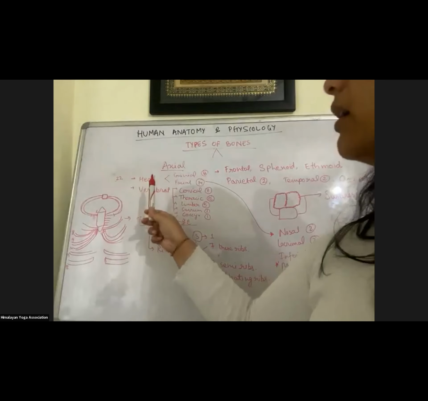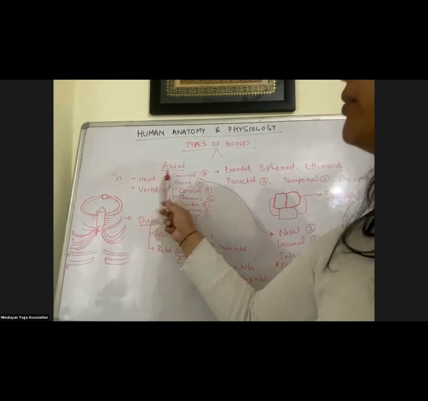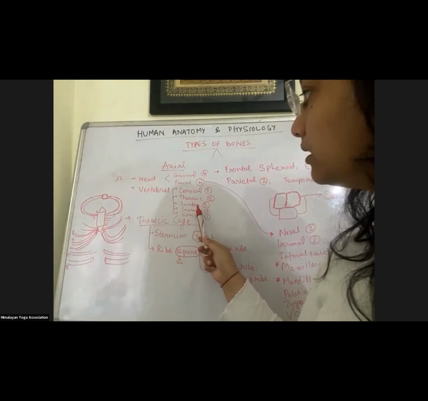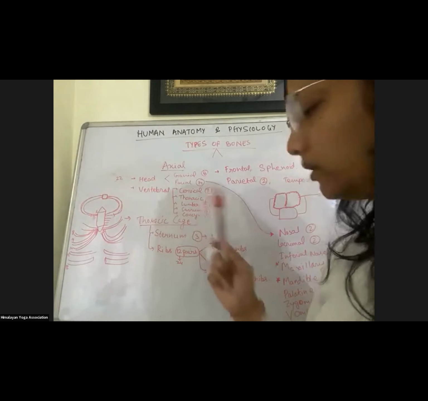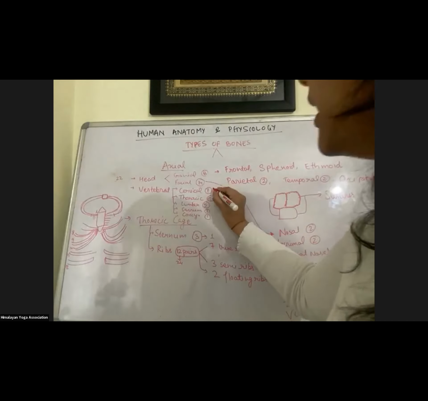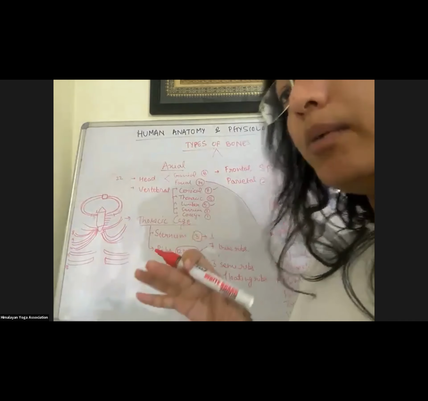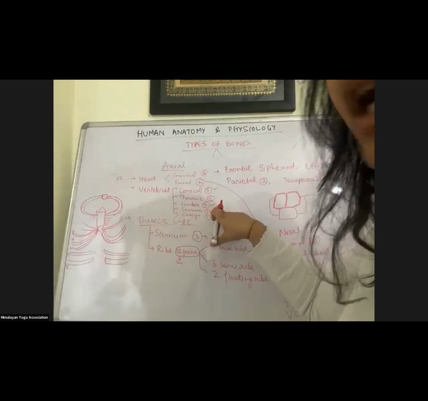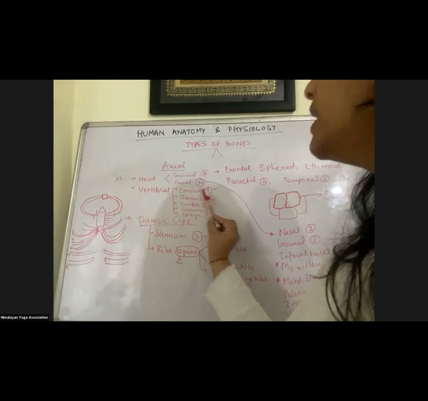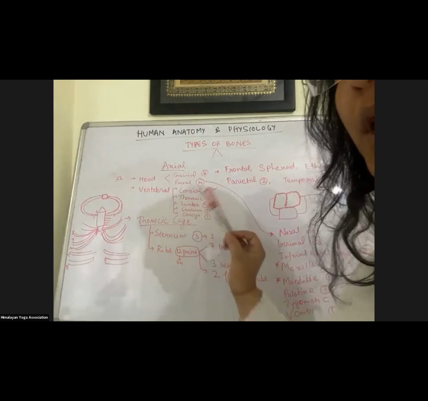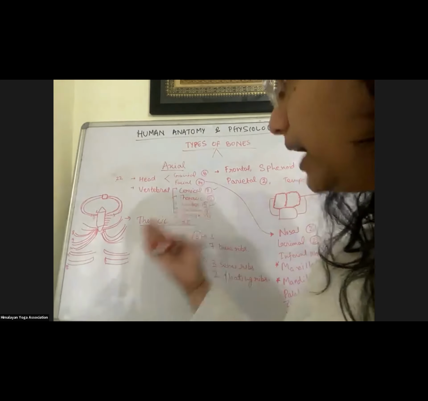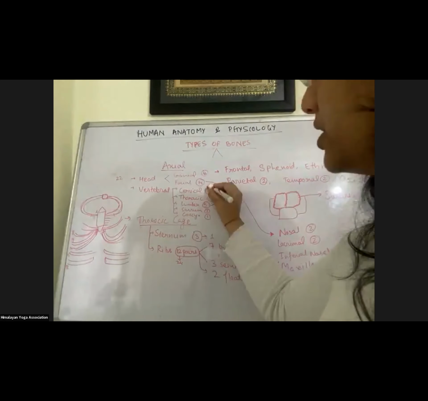So we have head, vertebral column, thoracic cage. In head, we have cranial and facial. In vertebral, we have cervical, thoracic, lumbar, sacrum, and coccyx. When we study yoga, we mostly focus on our cervical and lumbar because mostly people have problems with their cervical and lumbar. In today's sedentary lifestyle, people are generally facing problems in these regions. A lot of asanas are practiced keeping in mind especially these 2.